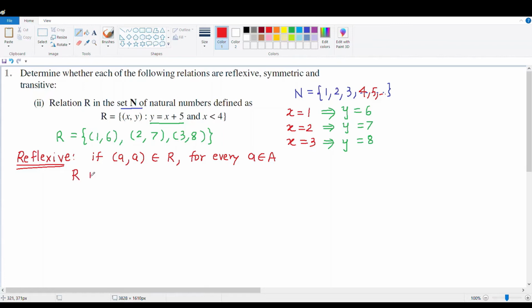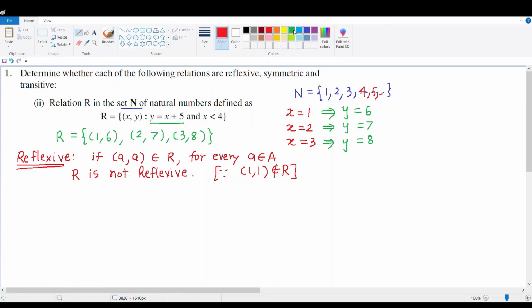So we are going to write R is not reflexive. And the reason is because (1, 1) does not belong to R. Because reflexive means what? Elements like (1, 1), (2, 2), (3, 3) must be there in that set. We got none of those. So R is not reflexive.